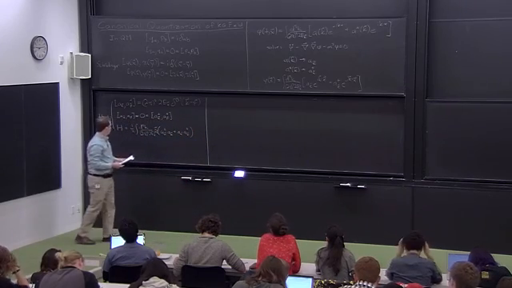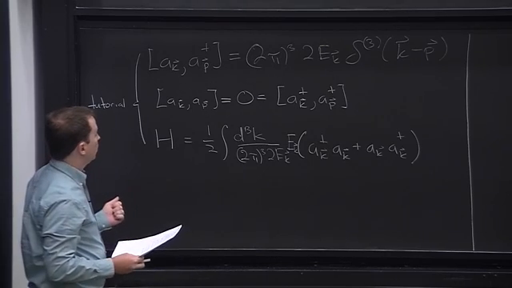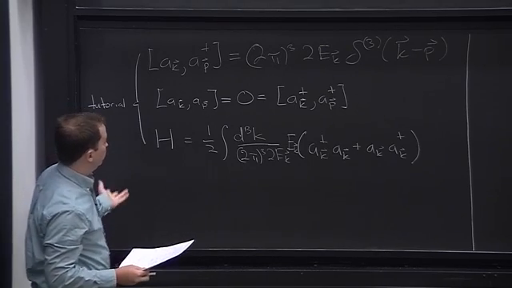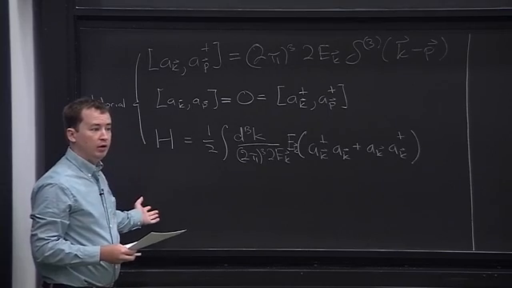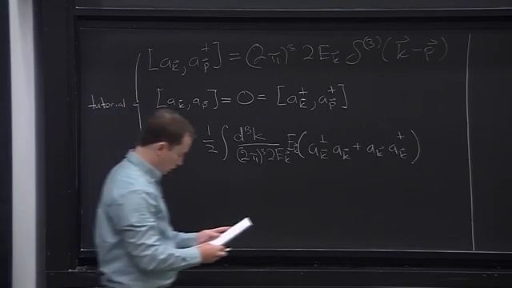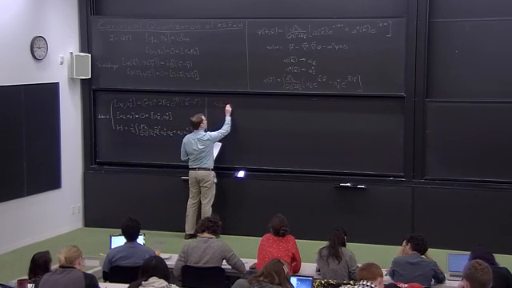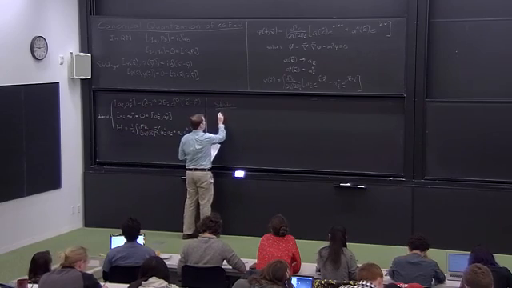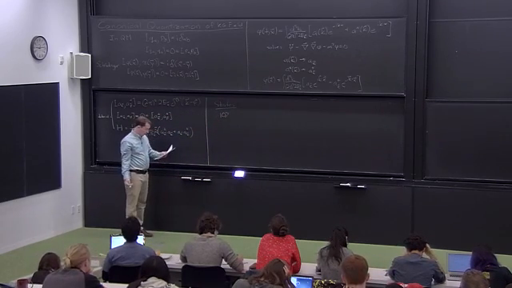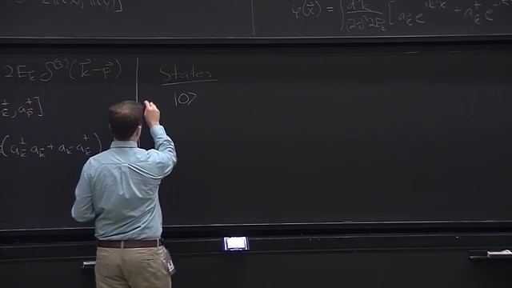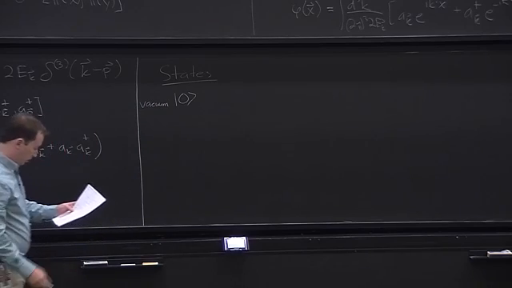Okay. So now we've written down some of the operators in Klein-Gordon theory. The next thing we want to understand is what are the states in this theory. So the simplest state is the vacuum state, which is a state with no particles.